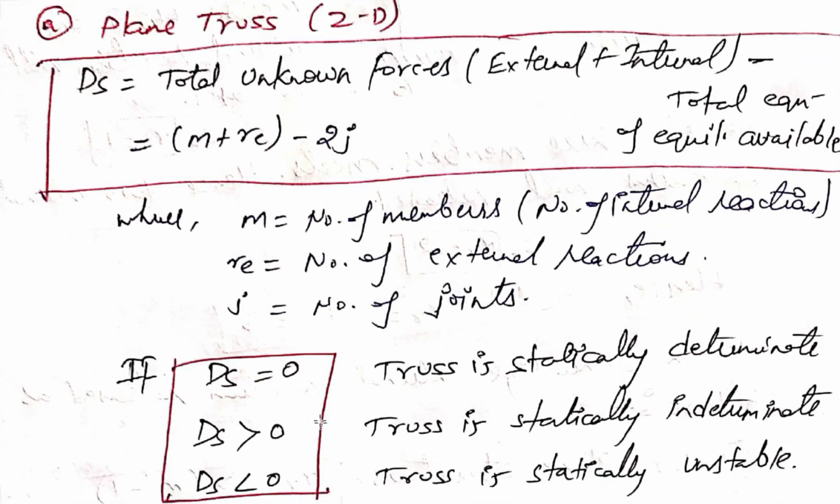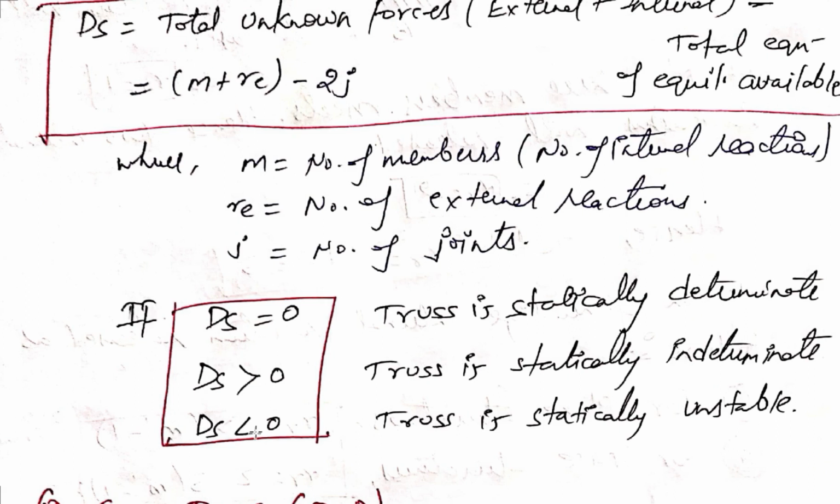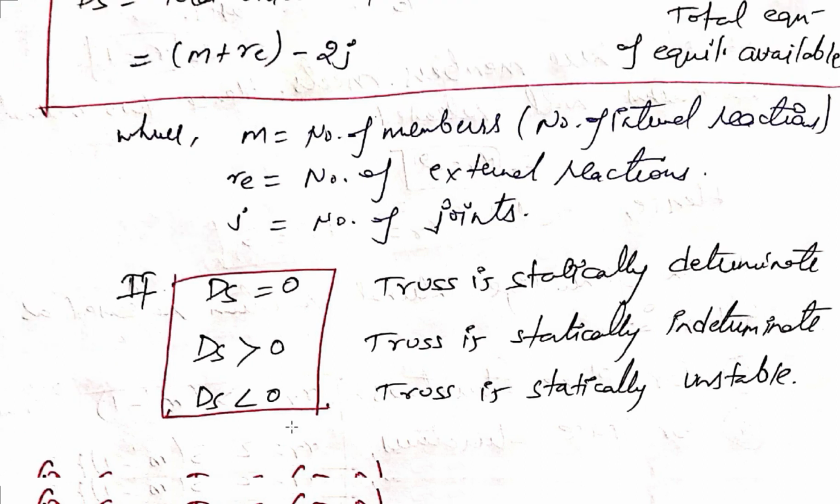If DS is equal to 0, then the truss is statically determinate. If greater than 0, then the truss is statically indeterminate. And if DS is less than 0, then the truss is statically unstable. So for greater than 0, we have a statically indeterminate truss, and for less than 0, it is unstable.